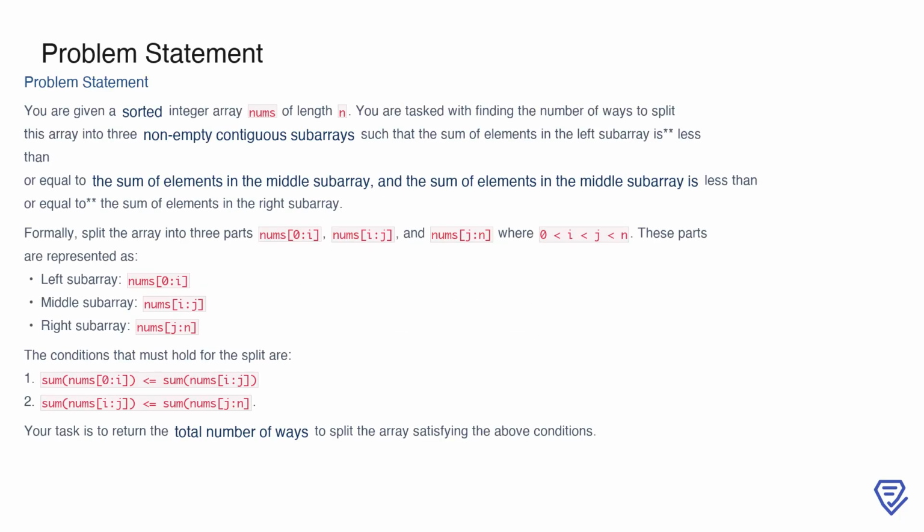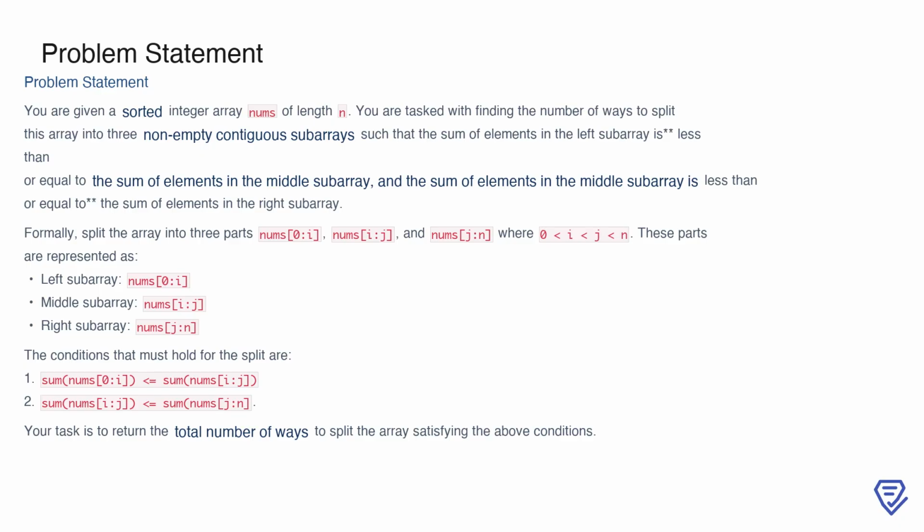In this problem, you are given a sorted integer array called nums, and your task is to determine the total number of ways to split this array into 3 non-empty, contiguous subarrays. These subarrays are referred to as the left, middle, and right subarrays. The key condition here is that the sum of the elements in the left subarray must be less than or equal to the sum of the elements in the middle subarray, and the sum of the middle subarray must be less than or equal to the sum of the right subarray.